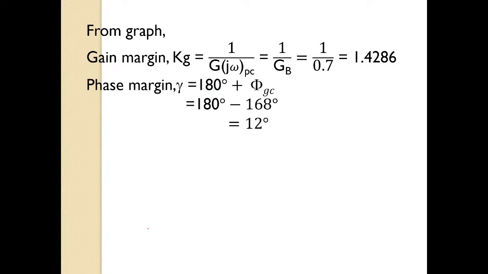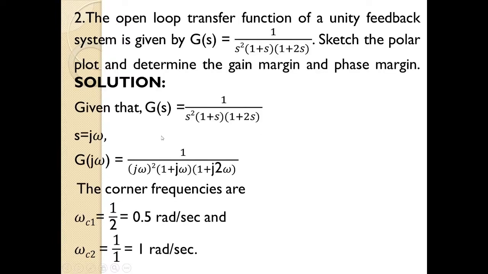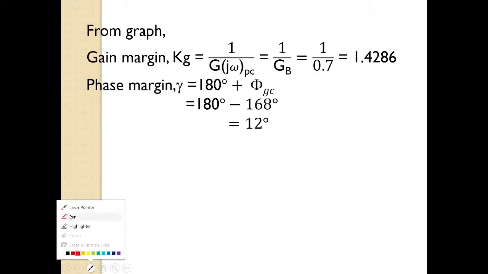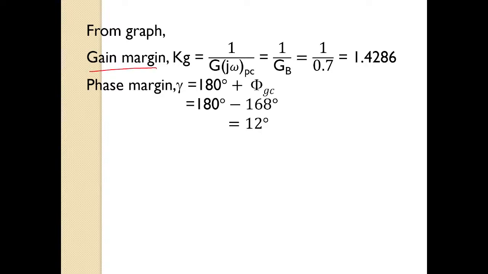Now, let us see the gain margin and phase margin. Gain margin, its notation is K suffix g. It is equal to 1 by G of j omega pc. pc means phase crossover, so it is the sinusoidal transfer function at phase crossover. So 1 by the sinusoidal transfer function at phase crossover is nothing but our gain margin.